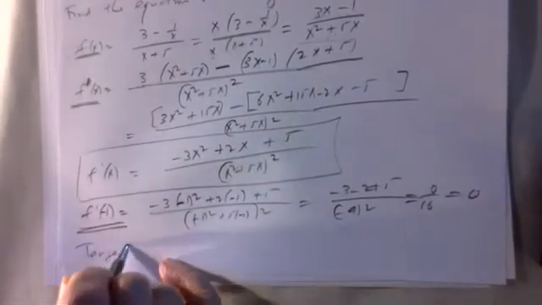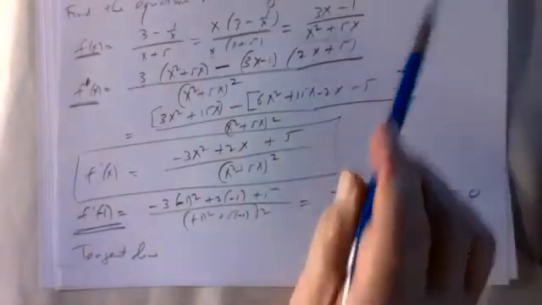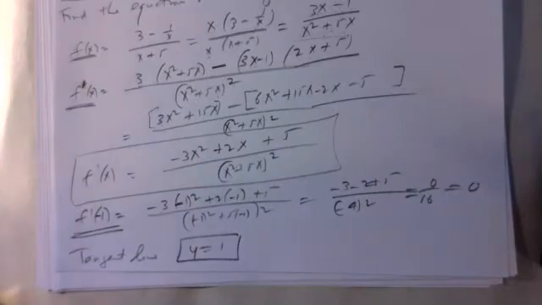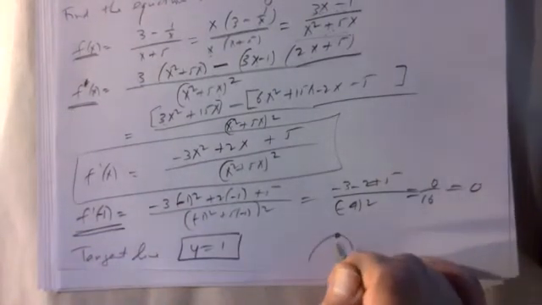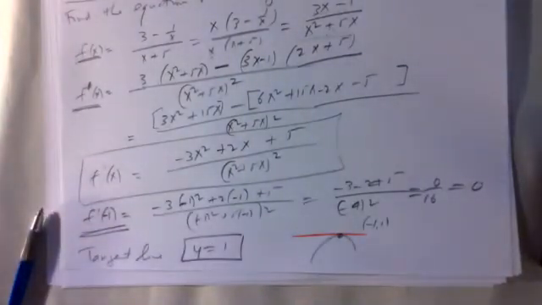So the tangent line is just the horizontal line through the point 1. So the tangent line is just y equal 1. On this curve, here's the point, minus 1, 1. The tangent line is horizontal through that point. It's just the line y equals 1.